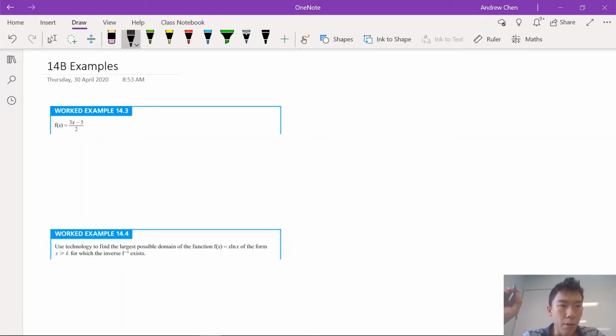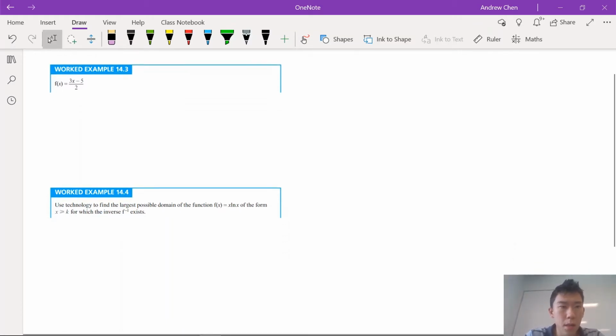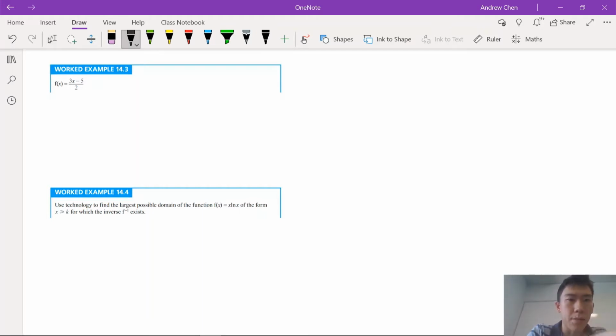Alright, 14.3. f of x equals (3x − 5)/2. The question is find the inverse. So how we do this, first, let's write f of x as y.